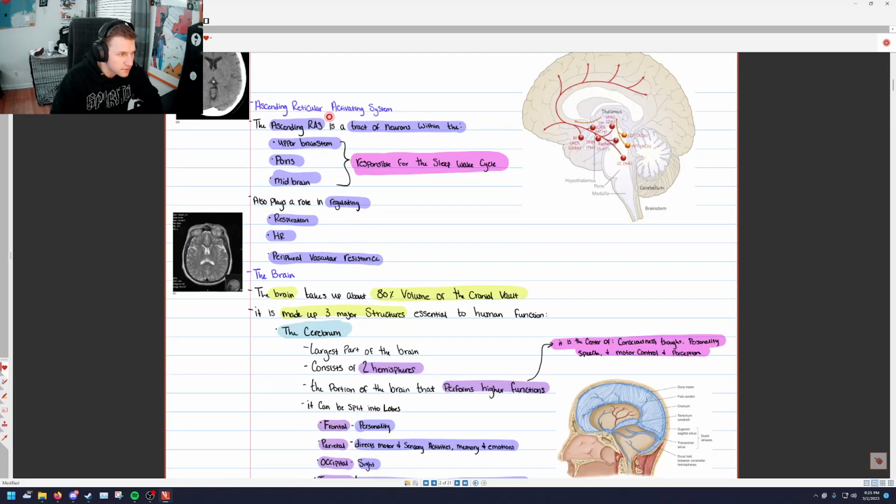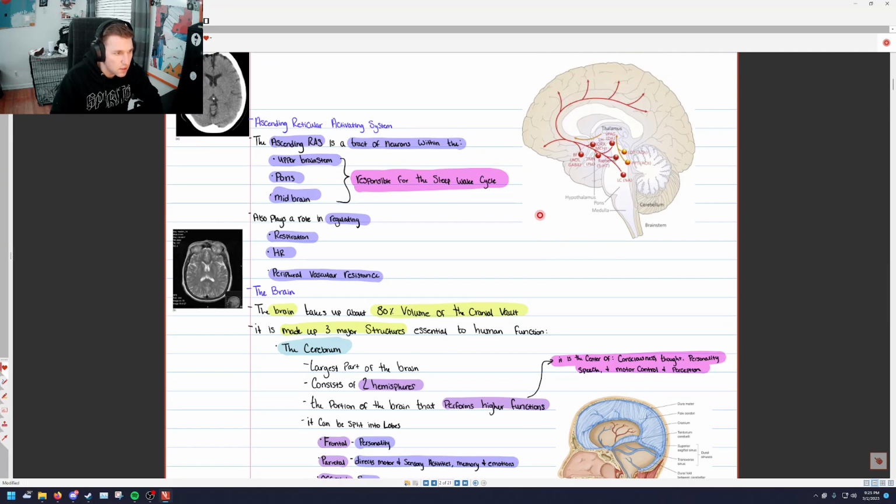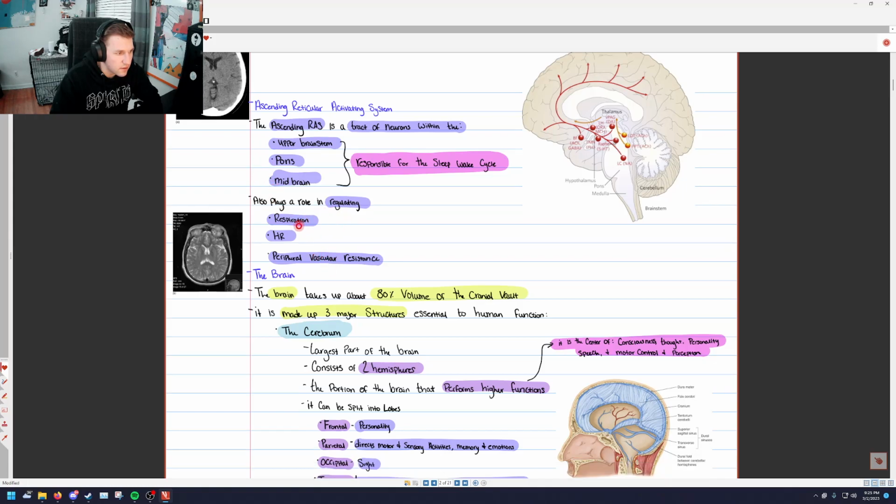There's the reticular activating system. This is responsible for our sleep and wake cycle as well as our consciousness. It's going to be in the upper brainstem, pons, and midbrain. And then we also have our medulla oblongata, which is right around here. This is going to be for vital stuff such as respirations, heart rate, and peripheral vascular resistance. The way I remember it is medulla oblongata: oblongata, live long, vitals.